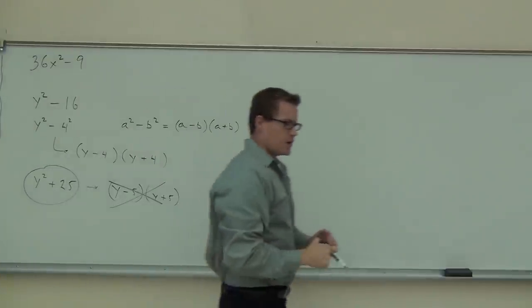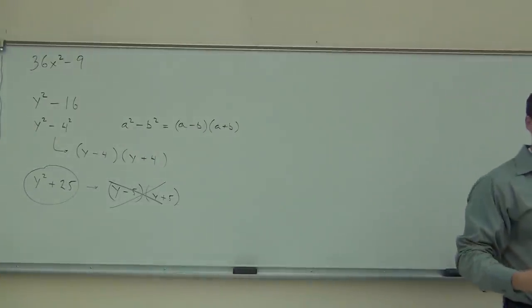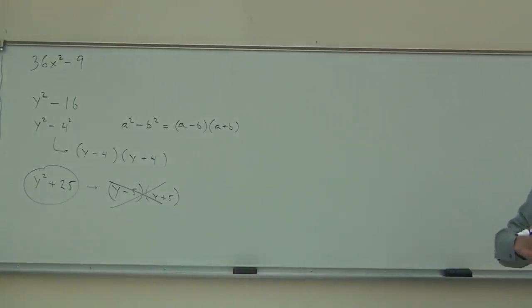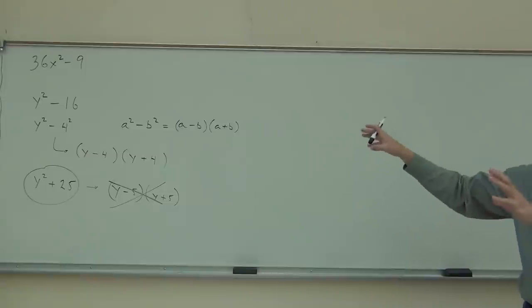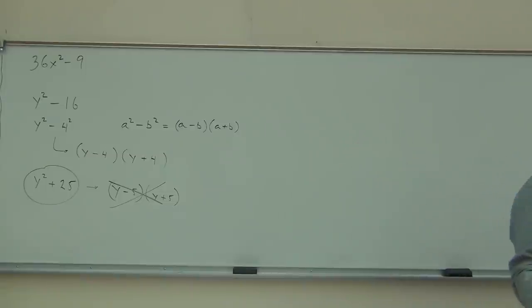Okay. Do you feel okay about the two terms? First thing we do is we factor out greatest common factor. Next thing we do, we see if it's a difference of squares. If it is, then great. We're going to deal with a lot of difference of squares. If it's not a difference of squares or a difference of cubes or a sum of cubes, you leave it alone because you can't do anything with it. Let's move on to the three terms.